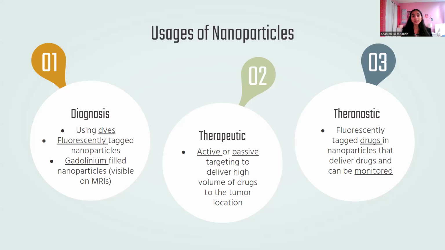So where it is, to get a picture of where the tumors are located in the brain. And then gadolinium-filled nanoparticles, or gadolinium nanoparticles in general, have contrast dye in them that gives them the ability to be visible on MRI machines. So that's how they can be used for diagnosis of brain cancer or just monitoring of the brain tumor in general.